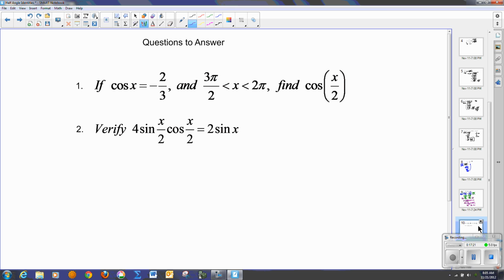And here are your questions for today. In the first one, you'll probably have to go to a triangle type problem. Second one's a verification, so you won't be able to put that on the answer form, so just do that and I'll have the solution up on the board.